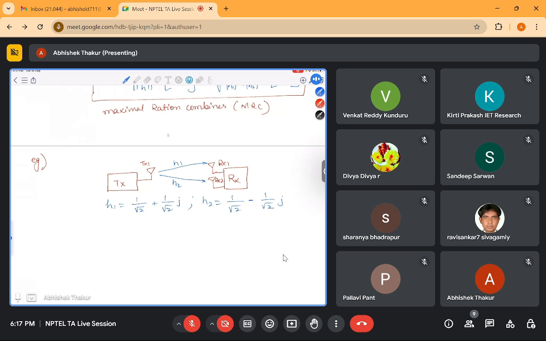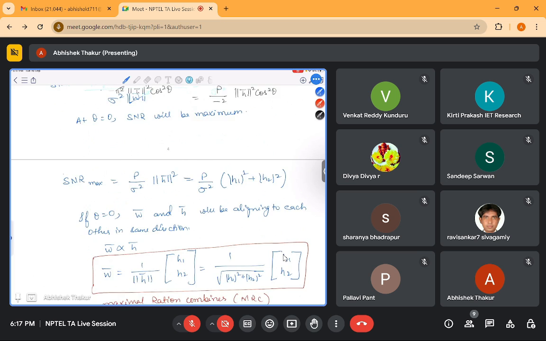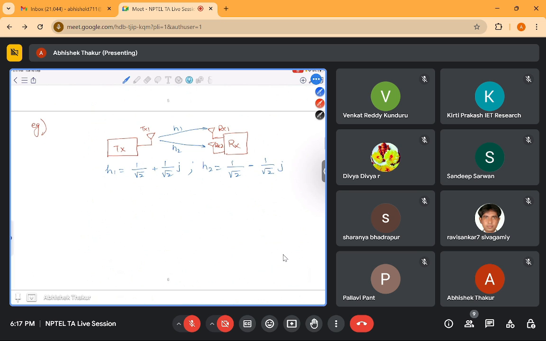So let's suppose we have to find SNR for this. For finding SNR, we know the formula of SNR is P by sigma square and norm of H square. So we can write the equation for the received symbol in the form of a vector only.